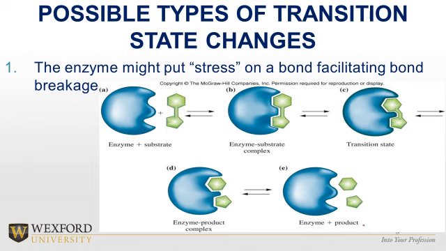So possible types of transition state changes. One might be that the enzyme puts stress on the bond, creating breakage. So once again, here we have an enzyme and a substrate. We've got the complex. Oh, look at the transition state. Literally, our enzyme machine here is bending, in this case, the substrate, putting stress on it, which then gives us our enzyme product complex and our two individual products in this case.